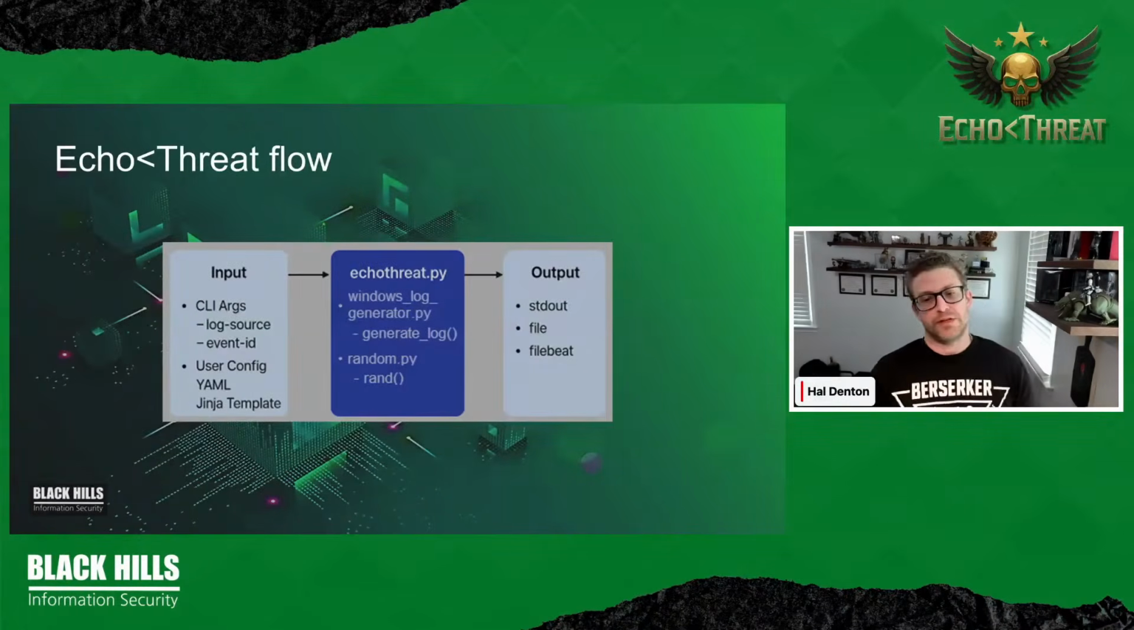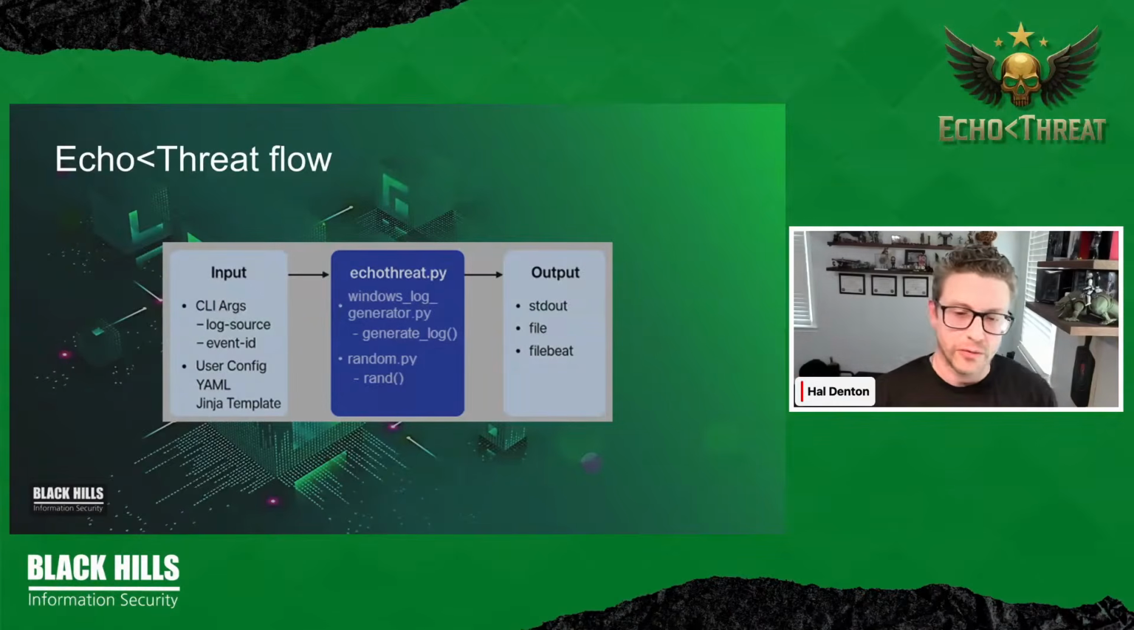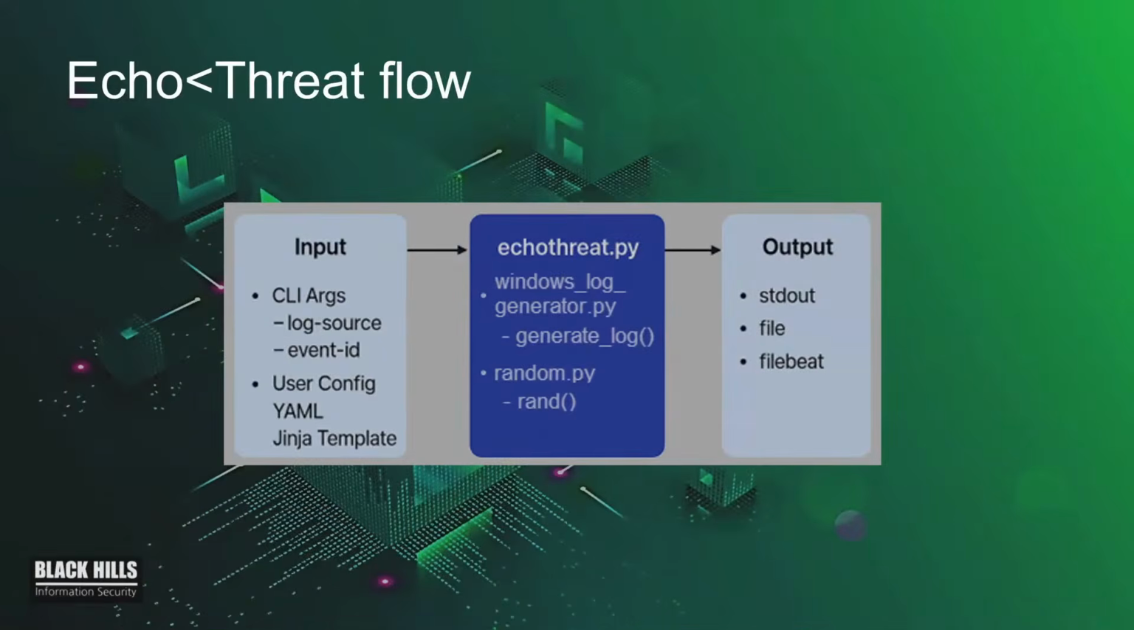Let's break down the flow of how EchoThreat works. It simply takes input and gives you output. It's very simple. I designed it so that you can use it by CLI. You give it a bunch of arguments, and those arguments tell it what your log source is, what event ID you want to use, and what format you want to use.